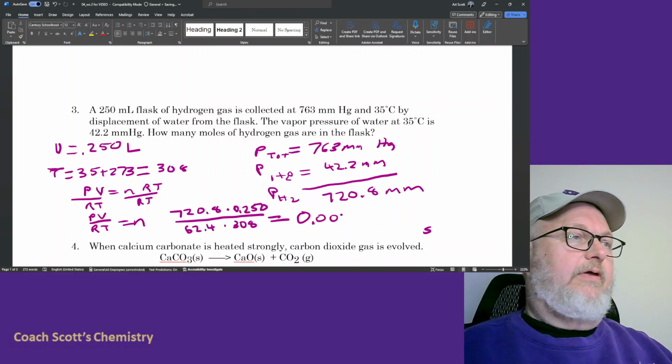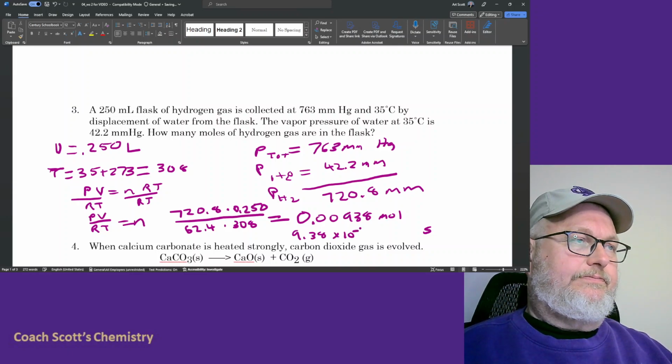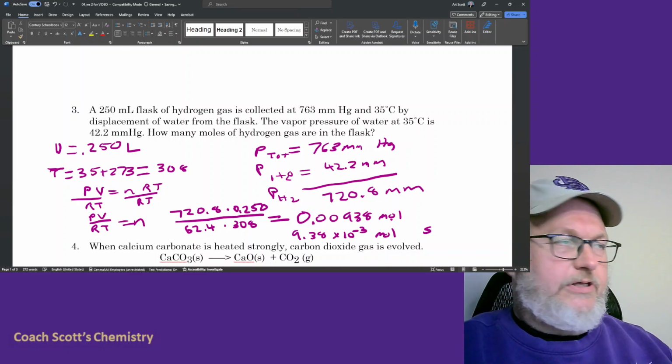And I can record it like this: 0.00938, or I could do it in scientific notation, 9.38 times 10 to the minus 3 moles. Either one doesn't matter to me.